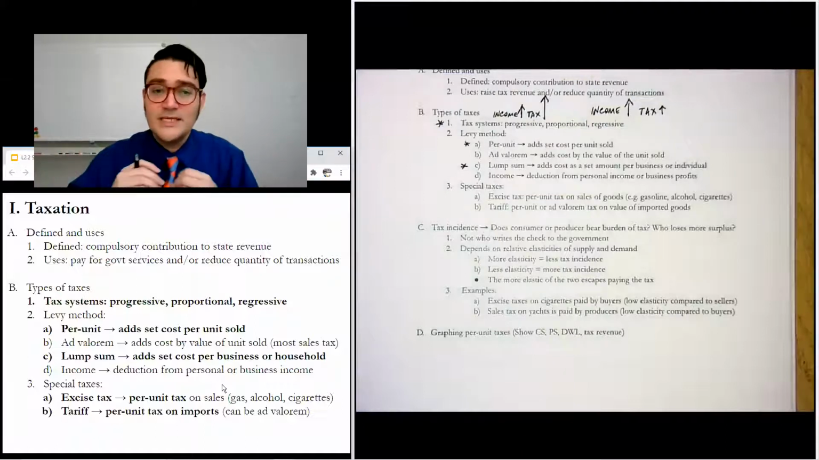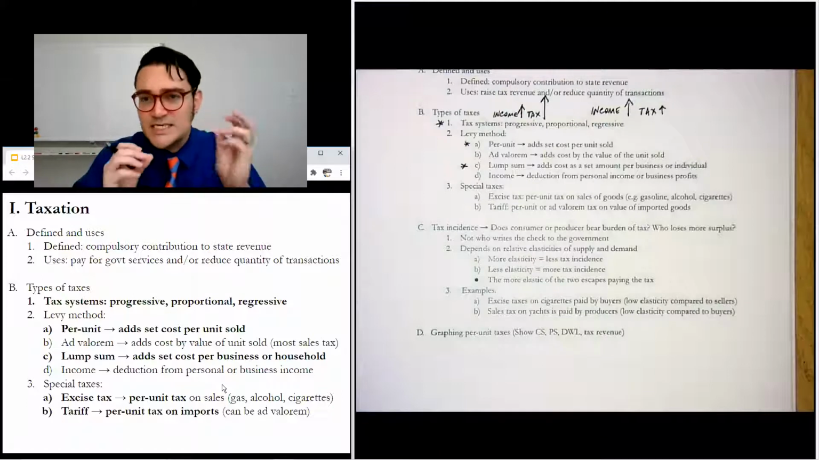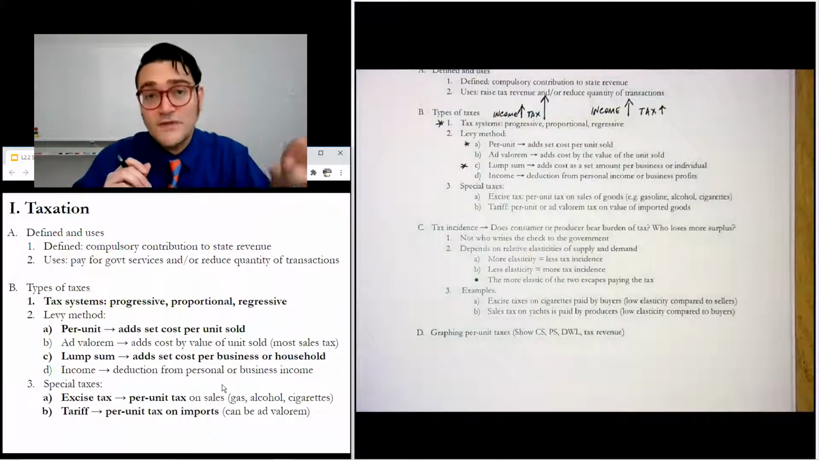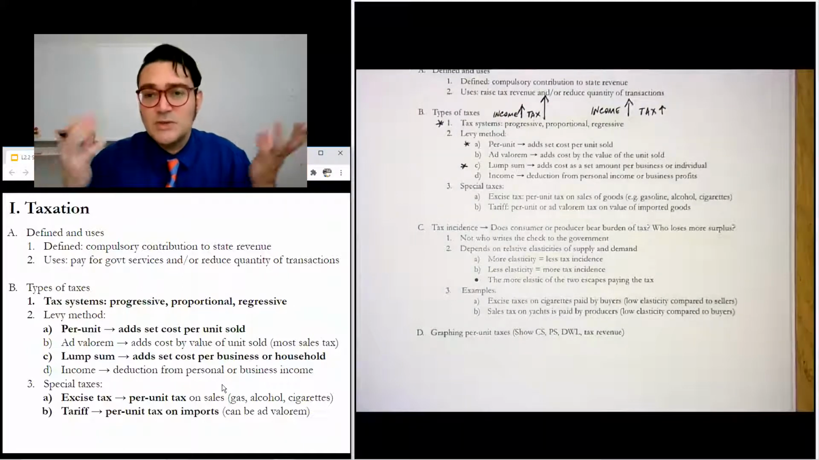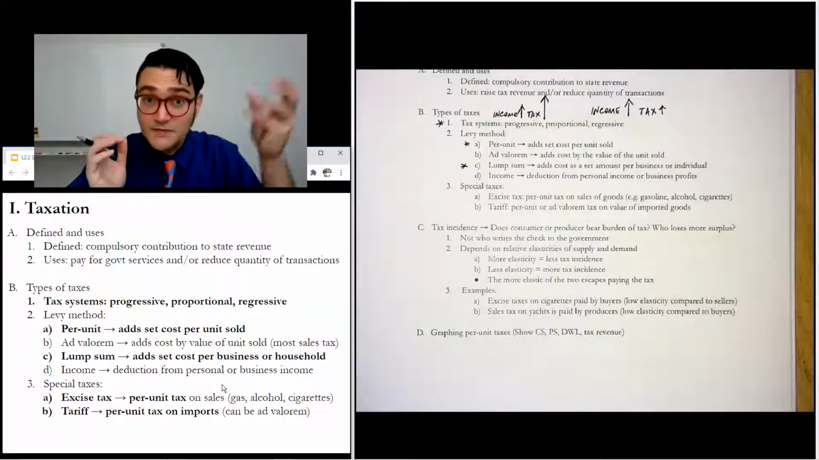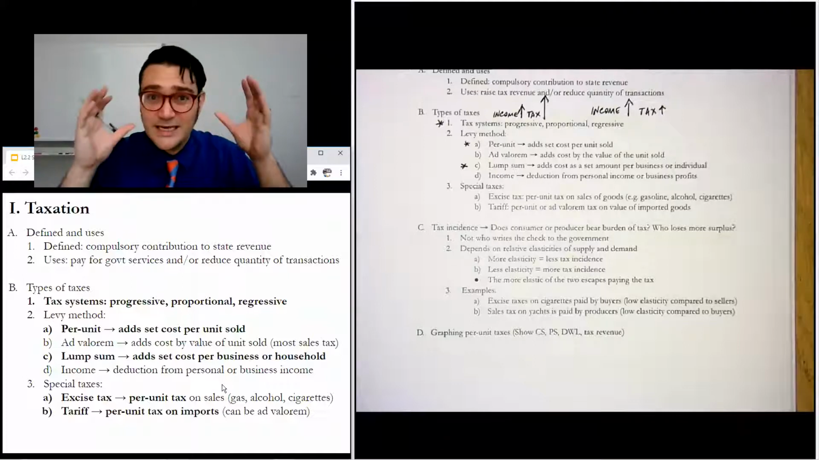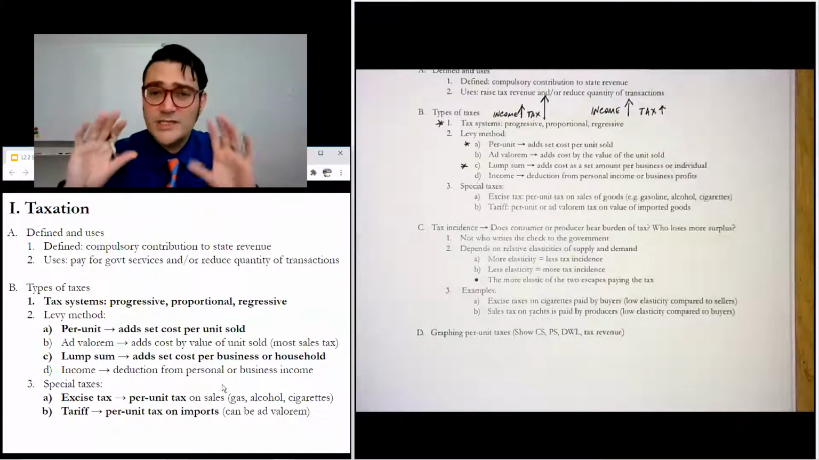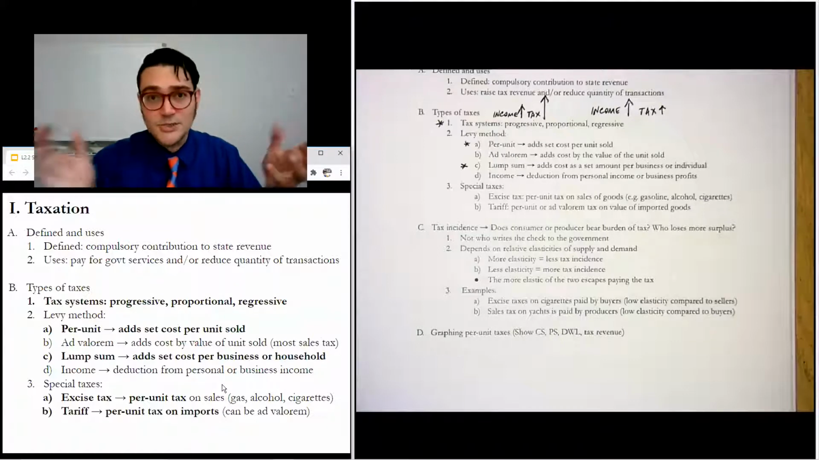Ad valorem simply means to the value. That's a Latin phrase. It means to the value. So it's a tax that's based on the value of the unit sold. So a sales tax is basically an ad valorem tax. Most of the time, if they say it's 7% sales tax, it's based on a percentage of the value of the unit being sold. These are really hard to model in a basic introductory framework, and so we don't model ad valorem taxes in an intro economics class at the college level.